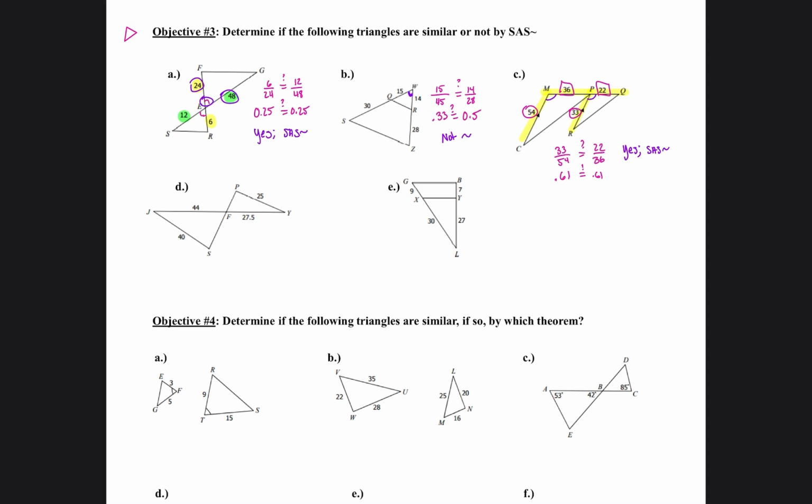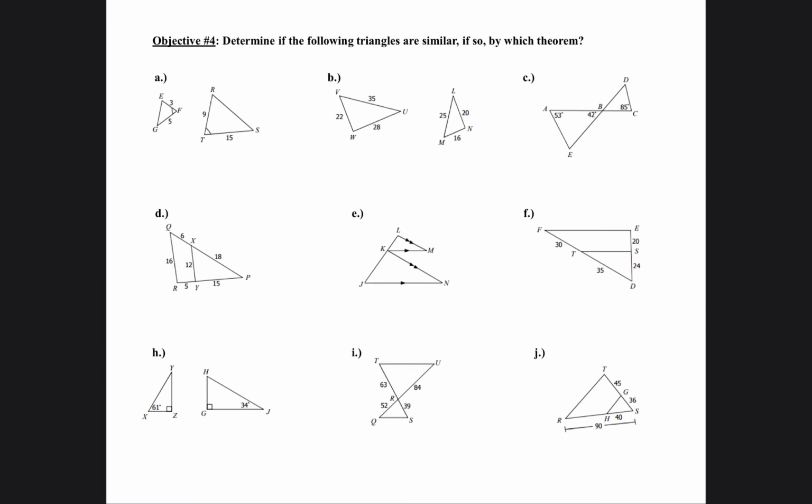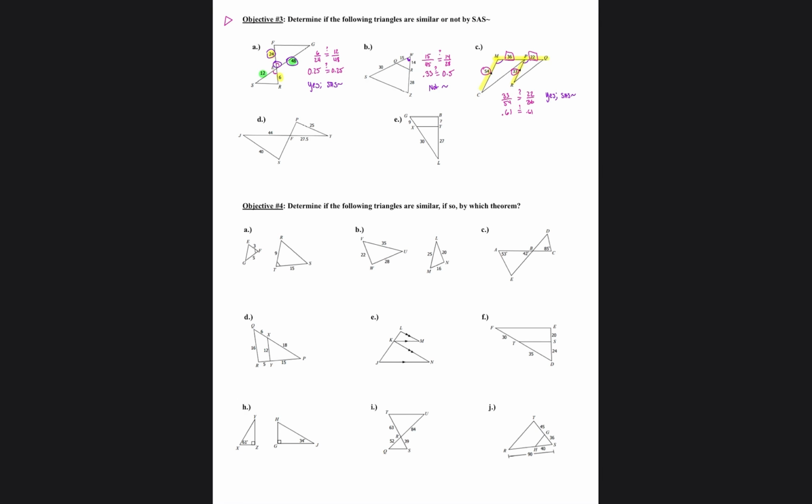All right, so this last one, objective 4, just says, if the following triangles are similar, determine which theorem. So I am actually going to leave that for you as practice. There are 9 questions there. You only got 3 choices. It's either angle, angle, side, angle, side, or side, side, side. I guess there's a 4th choice. You could also say that they are not similar.